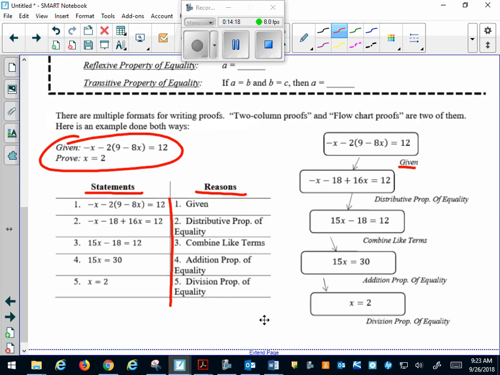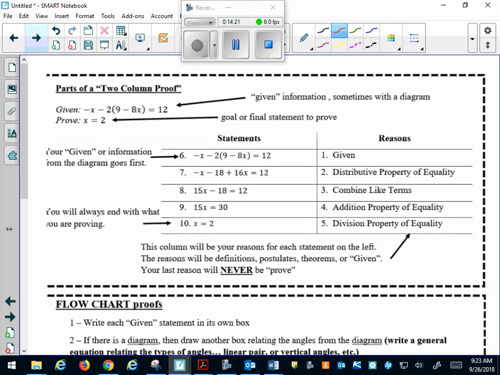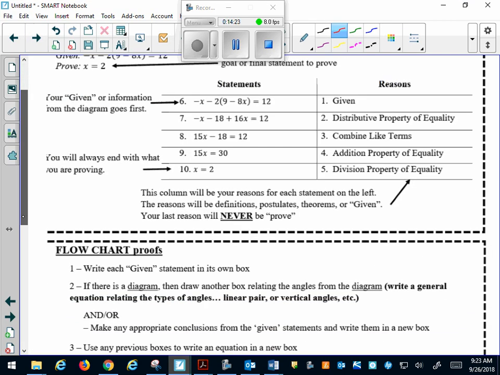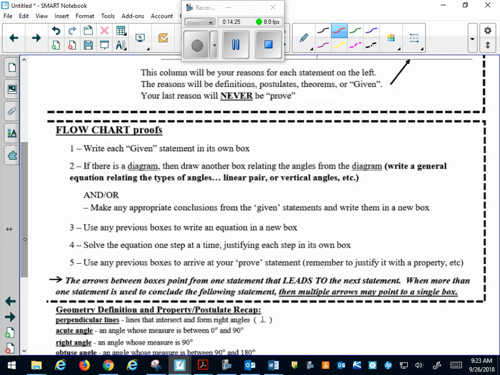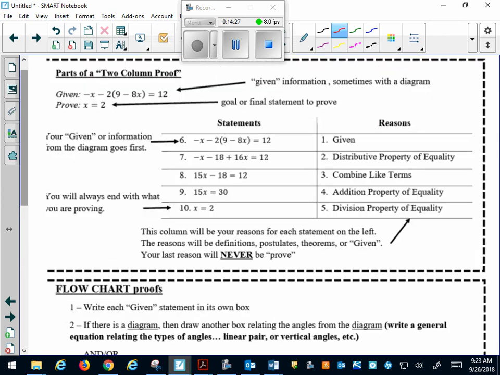All right, so let's turn the page. This next page is just full of information. Basically, you can refer back to this. Parts of a two-column proof. You're going to have your given, your proof. Sometimes you have a diagram also. Not with an algebraic proof, but with a geometric proof, often you're going to have a diagram. Then you have your two columns. You got to make sure you label them.